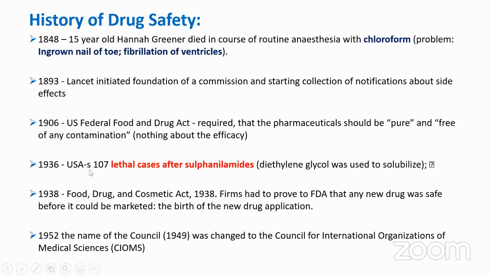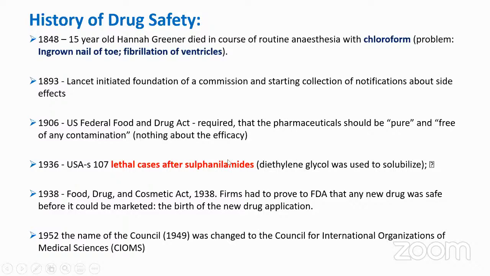In 1936, again in the USA, there were 107 lethal cases after sulfonylamides. Diethylene glycol was used to solubilize. Do you know sulfonylamides? They are a class of antibiotics. In sulfonylamide there is a solvent we use. While manufacturing drugs, we use solvents, excipients, colorants, flavorants, different products. So while manufacturing sulfonylamides, we used diethylene glycol, which is a solubilizing agent.